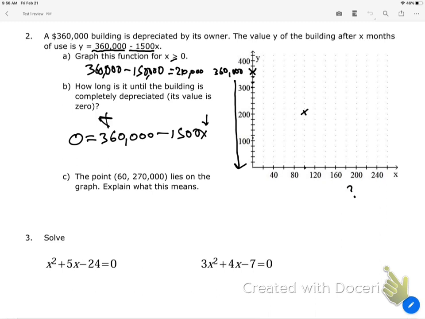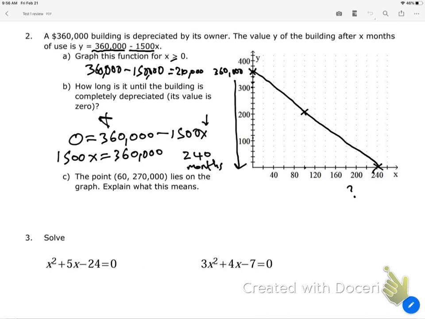So if I add 1,500x to both sides, divide both sides by 1,500. Hang on, let me get my calculator out. Okay, 360,000 divided by 1,500 equals 240, and that's why I've got it right there. Right, so actually now I can do that graph even better. There you go. There, that's the graph. So how long? 240 months.